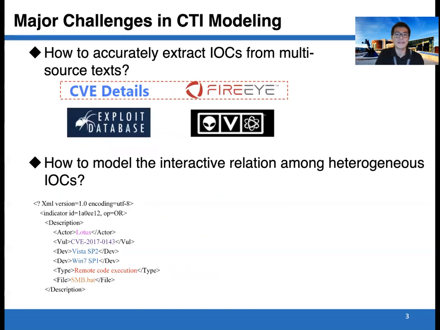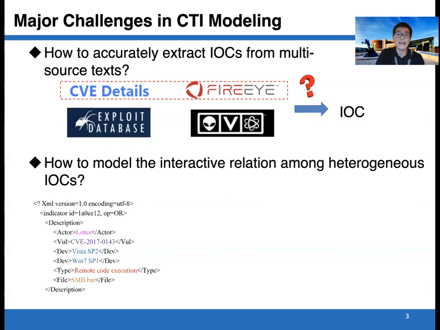However, existing threat intelligence studies have several major challenges. First, the accuracy of IOC extraction is pretty low. This leads to the omission of critical cyber threat objects. Therefore, how to accurately extract IOCs from multi-source texts? This is the first challenge that we want to solve.